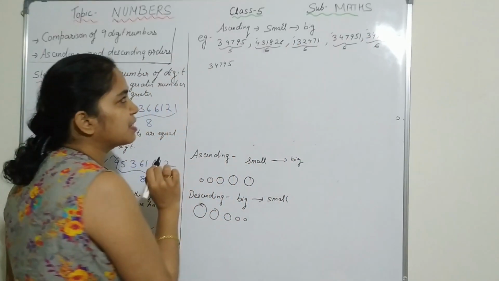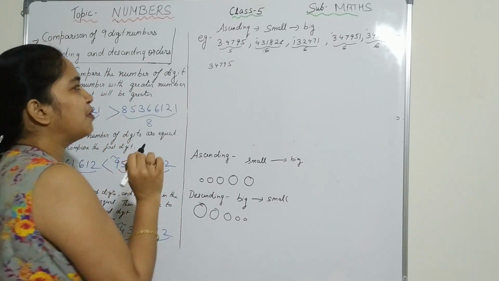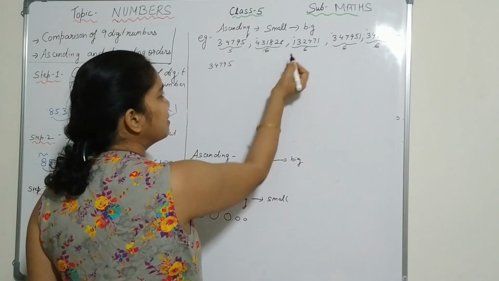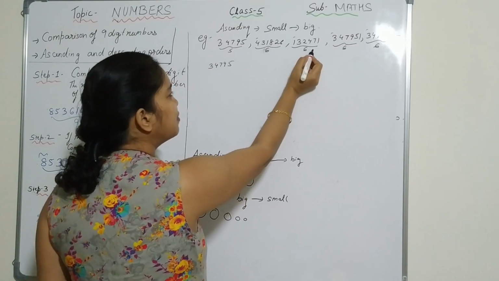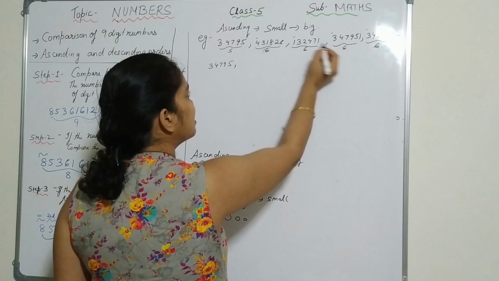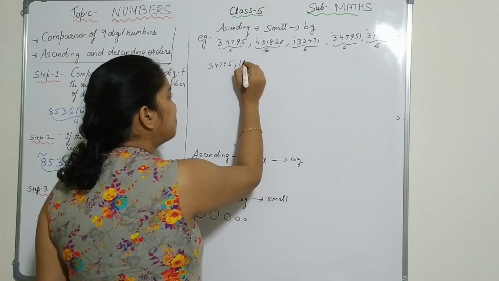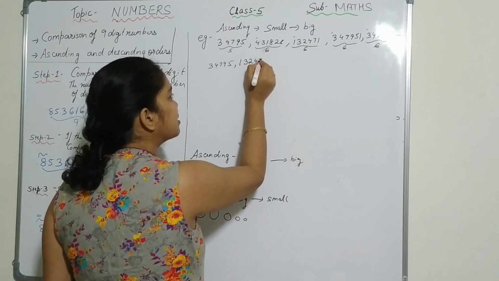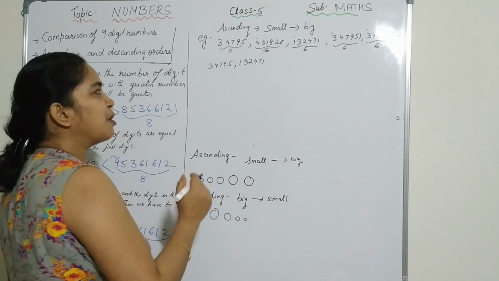4133 are the numbers given. So which is the smallest of all? Yes, you can see it. Obviously it is clear that 132471 is the smallest. 1 is smaller than 4 and 3. So you can place it like this: 132471 is the second smaller number.